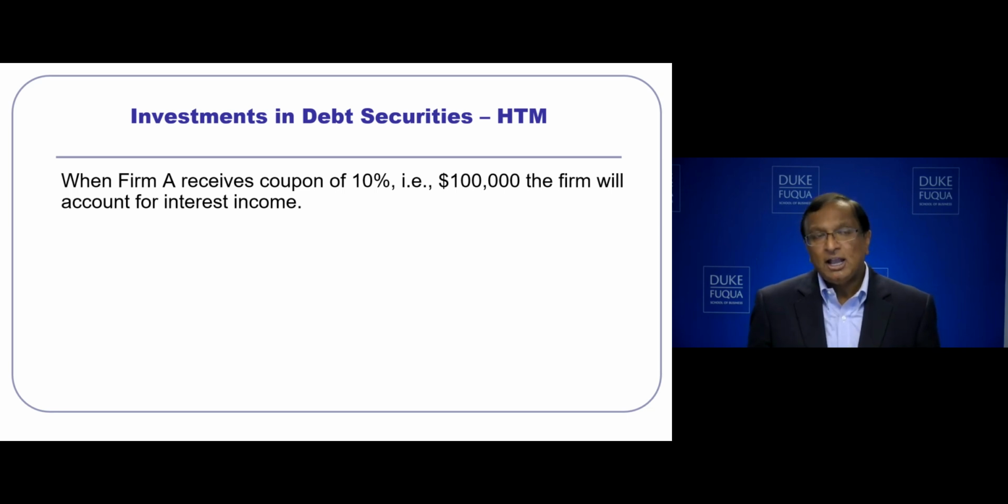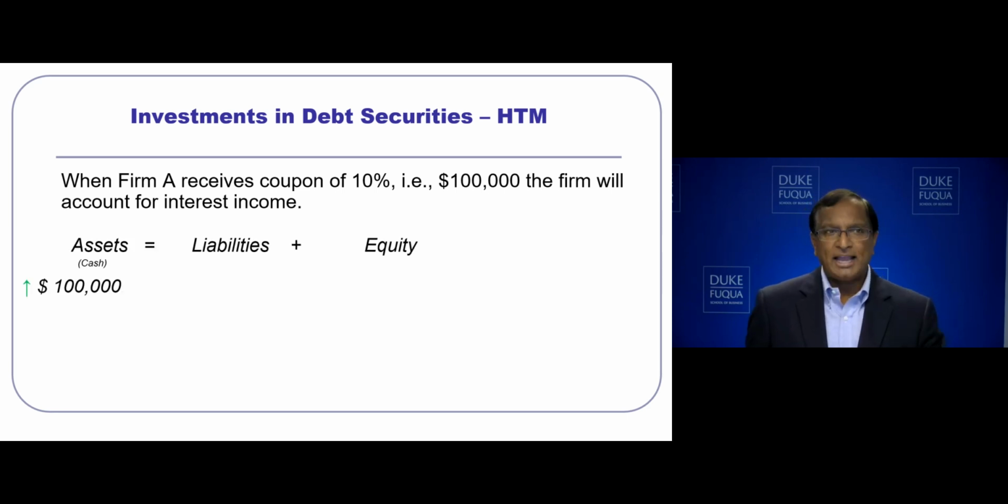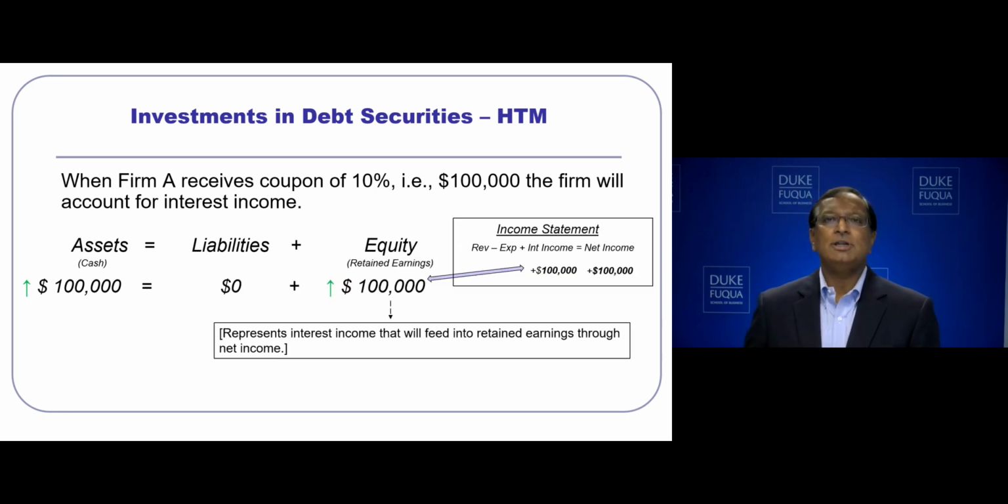Now, a year passes. At the end of the year, the firm would have received a coupon of 10% of 1 million, which is $100,000. And how will the firm record the interest income? Now, cash has come into the firm, so cash increases by $100,000. It has also generated income, which means it will affect the income statement, we call it interest income. That will feed into retained earnings.